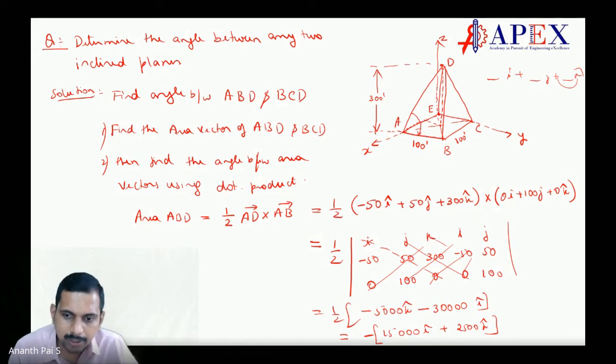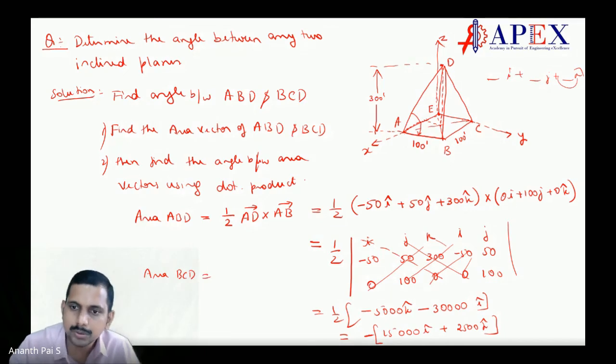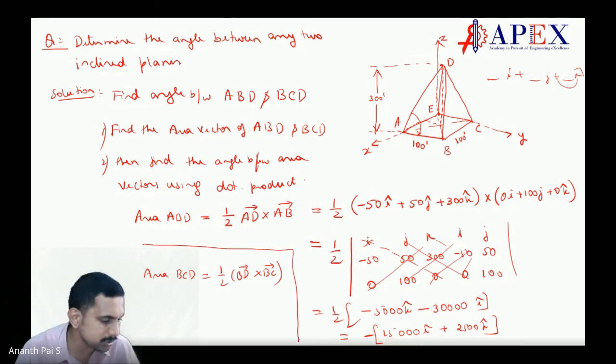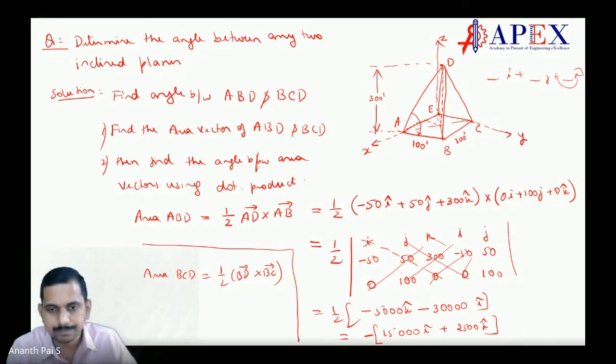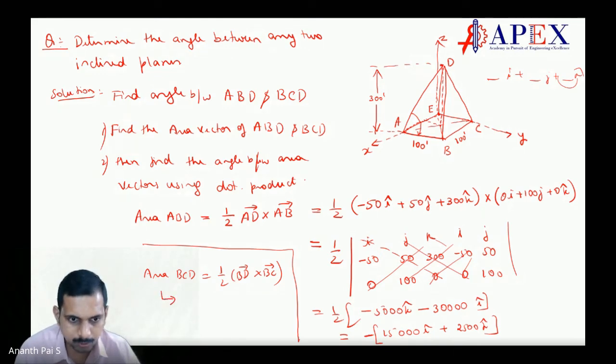This is one done. In a similar way, find out the next one, as you have to get this. Next, find the area vector for BCD. See that it has to go inside, so it is BD crossed with BC. So it is half into BD crossed with BC. Find that out. Okay, that you will find. Students, you do this, and tell me what is the vector you get.